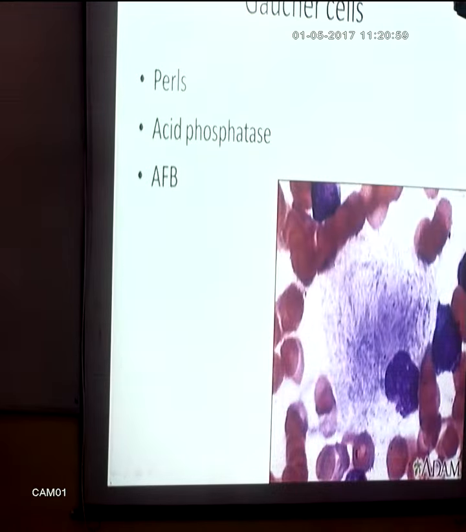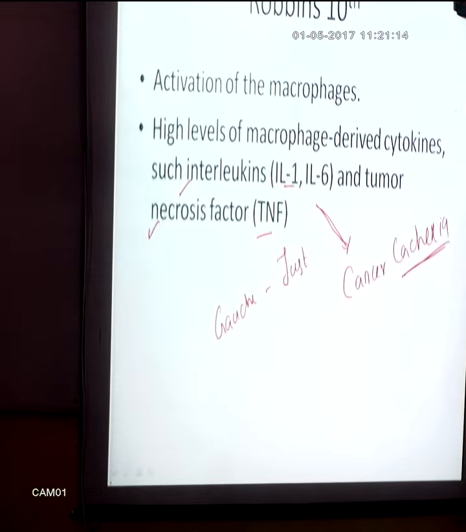Okay, again 3 updates. This is the wrinkled tissue paper appearance of the Gaucher cell. This could be an image based question also. There are 3 updates in Gaucher's. One is the concept of Gaucher's is changing. It's not just a storage disorder. The stored macrophages are producing interleukins, TNF. That's why the baby has a very lean appearance and all the things are being changed.